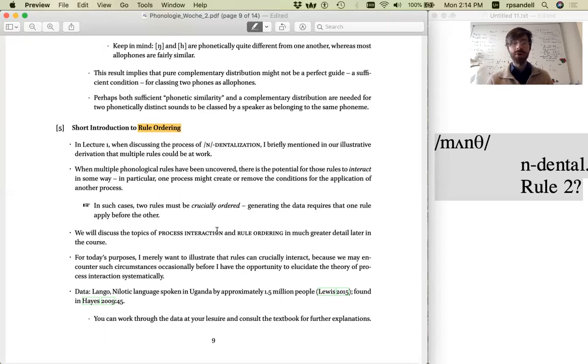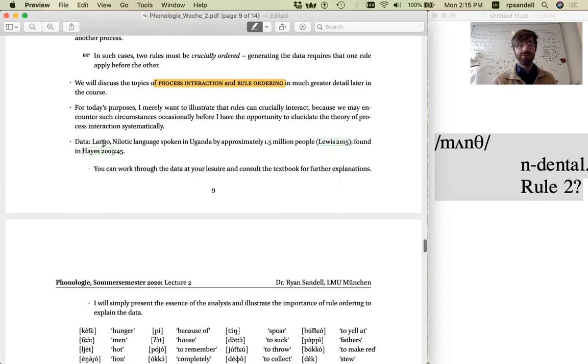These topics, process interaction and rule ordering, will be a major theme later in this course. For today's purposes, I just want to illustrate this principle that rules can crucially interact, because we might occasionally encounter some such circumstances in exercises that we'll work out together, or it might come up in homework exercises before I have the opportunity to explain rule ordering and process interaction in great detail.